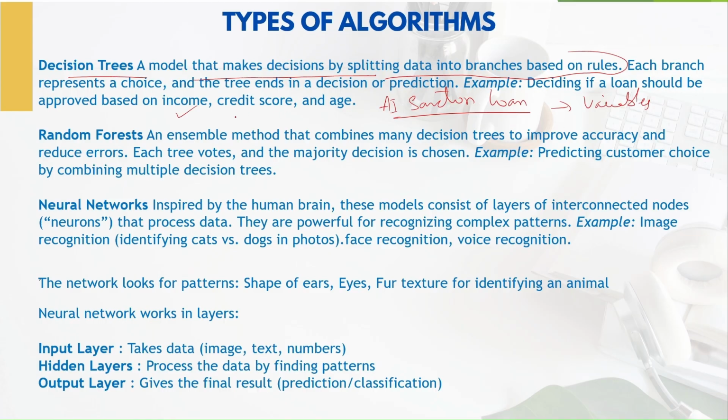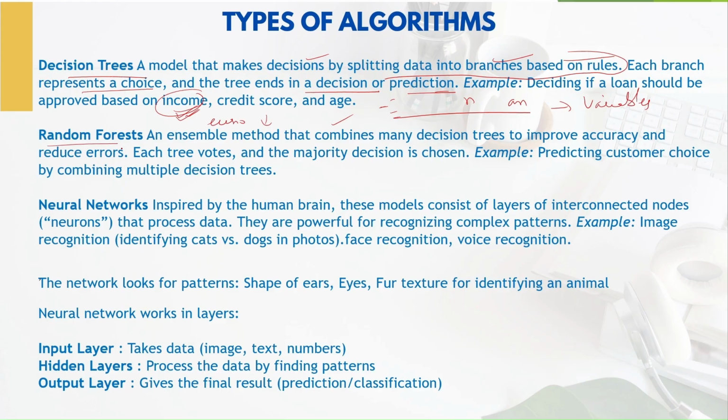And what are the variables? It could be income, it could be the credit score, or it could be the age of the person who's applying for the loan. Imagine the decision that you make as a tree, and all these variables are like the branches. So the AI system will check all these conditions before making a decision. Whenever an AI model makes a decision by splitting the data into branches based on rules, where each branch represents a choice and the tree ends in a decision or prediction, then that is a decision tree.